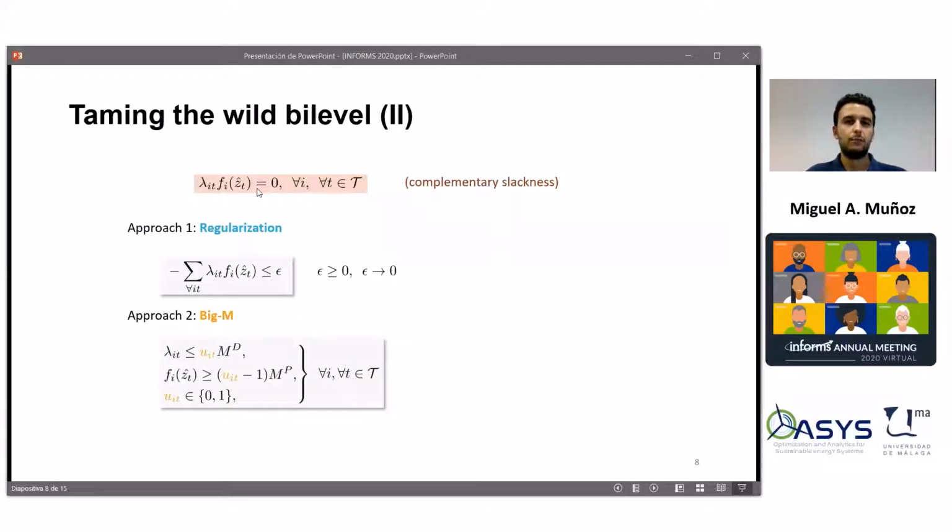This complementary slackness involves a product of continuous variables, and there are several ways of approaching it. We can follow a regularization approach, where we iteratively solve this problem, or we replace this constraint by this other one, and we iteratively solve the resulting model with decreasing epsilon. Alternatively, we can replace this complementary slackness by a big M reformulation, where we introduce some binary variables and the M are sufficiently large constants.